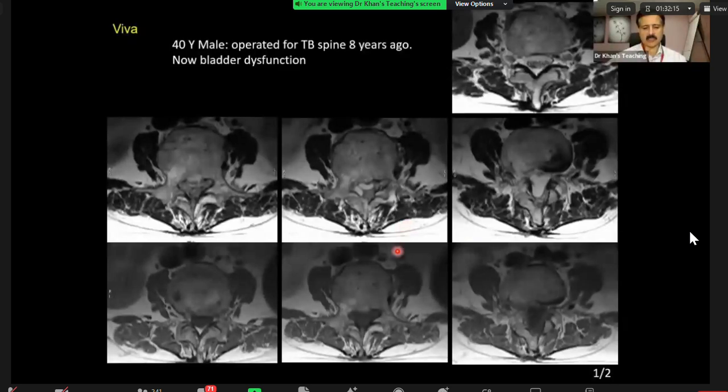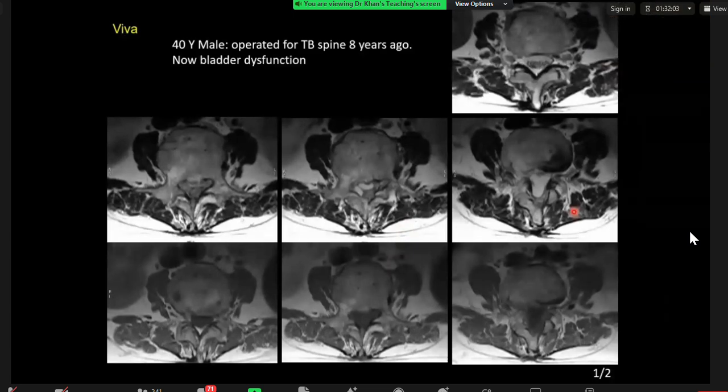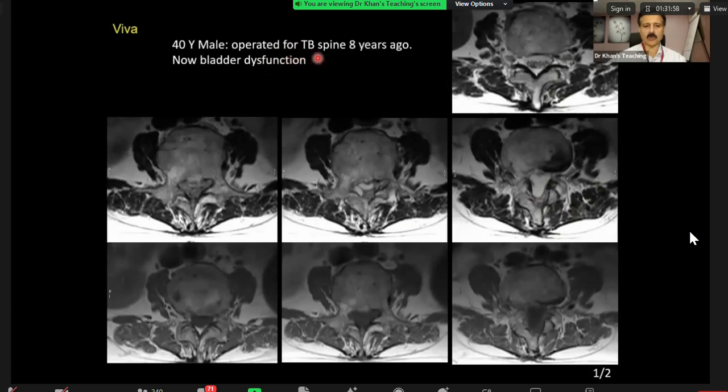This case has come in the exam quite a few times. Sequence T2, T2, T1. Okay, so this patient had an operation for TB, now bladder dysfunction. Over to you.